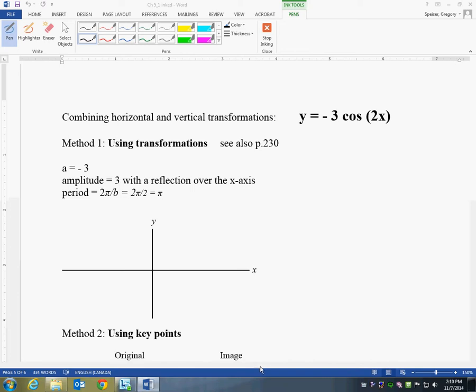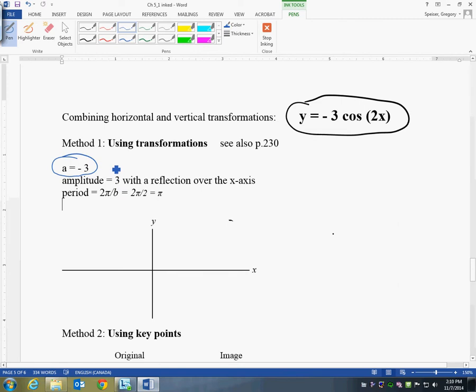Okay, so we're on this last page and we are doing some crazy stuff. We are combining together more than one transformation at the same time. So here the A value is equal to -3. So we're going to see two things happen as a result of this -3.